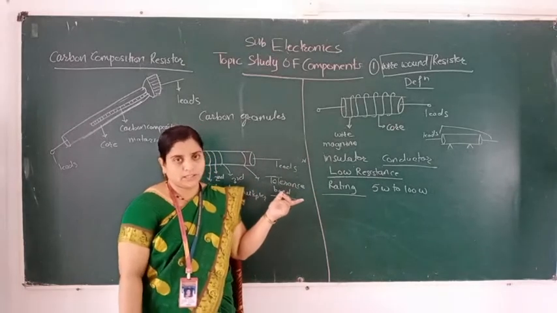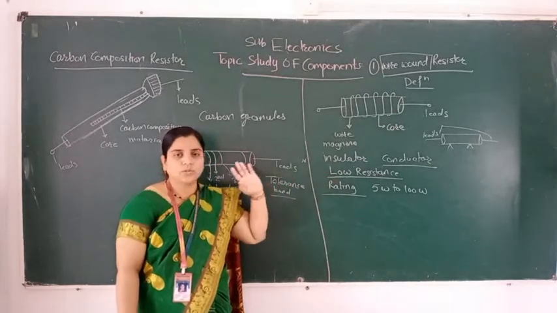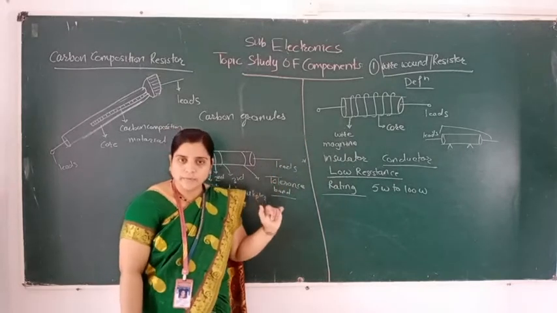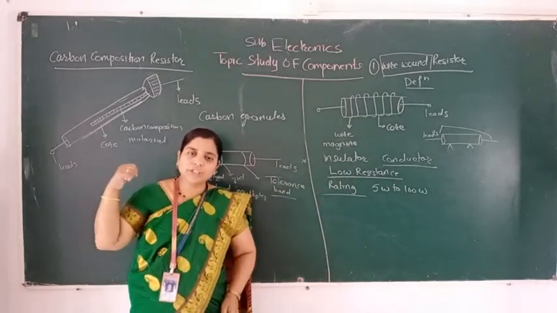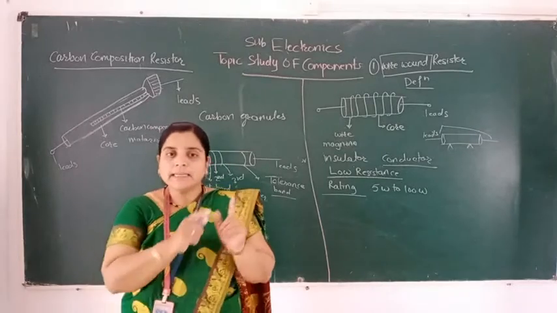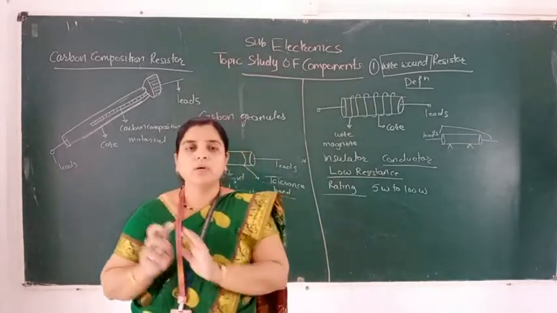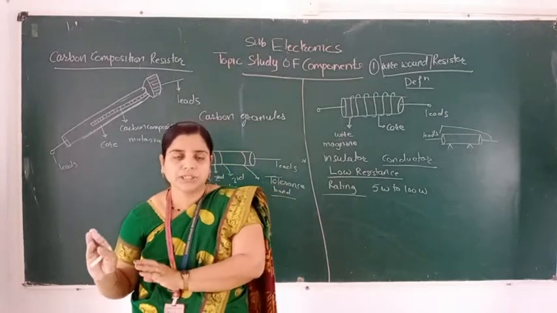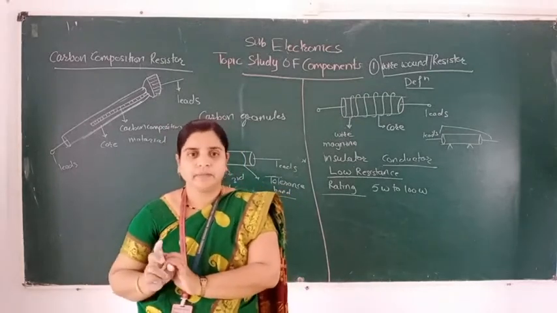Wire bound resistor. Its weightage is 5 watt to 100 watt. This much only you have to remember in the wire bound resistor. In carbon composition resistor, what do you have to remember? Instead of magnet wire, only carbon compositions are used. Okay.